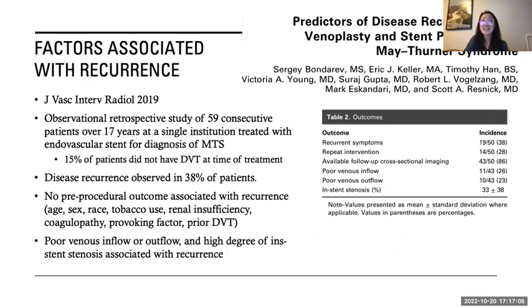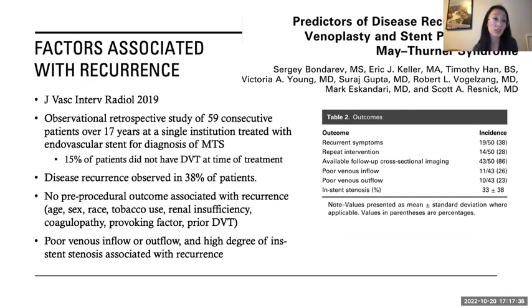Finally, the last slide I will be going through is on factors related to recurrence. This was published in 2019 in the Journal of Vascular and Interventional Radiology. It was an observational retrospective study of 59 consecutive patients over 17 years at a single institution, all treated with an endovascular stent for a diagnosis of MTS. Of note, 15% of patients did not have a DVT, so it was just for chronic venous insufficiency.